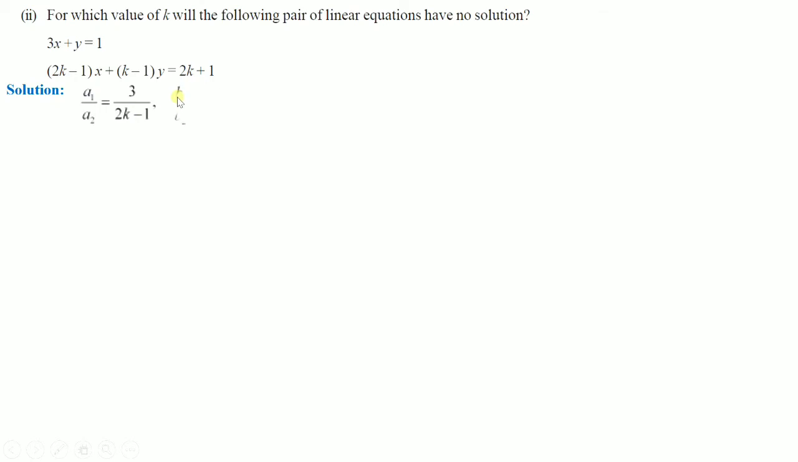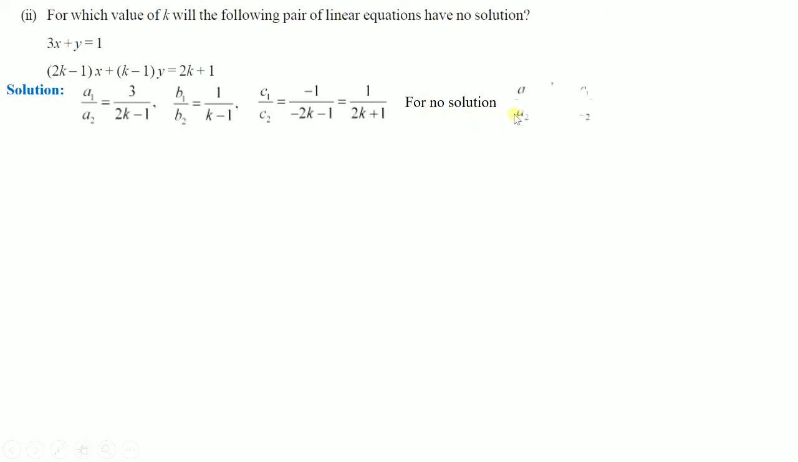Next is b1 upon b2. So b1 is here, the coefficient of y is 1, so that is 1, and this b2 is k minus 1, so k minus 1. Next is c1 upon c2, so that directly we can write 1 upon 2k plus 1. So this 3 we got. Now we will move according to the question.